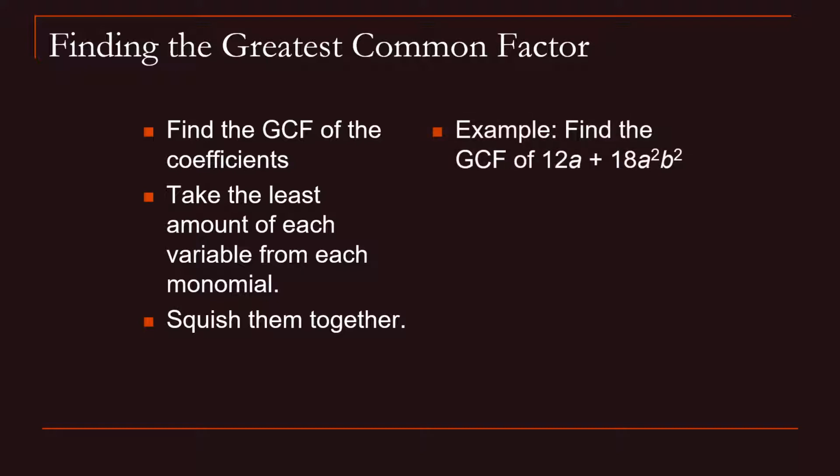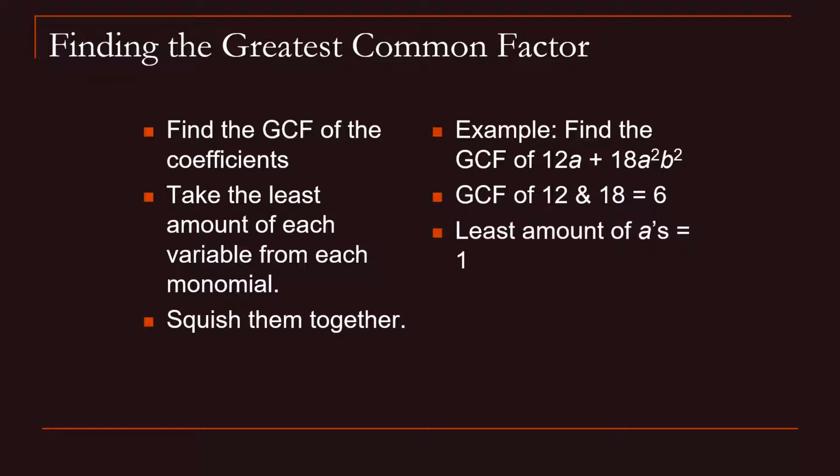Here's an example. Find the GCF of 12a plus 18a squared b squared. The GCF of 12 and 18 is 6. In the first term, we have 1 a, and in the second term, we have 2 a's. So the least amount of a's is 1. In the first term, we have no b's, and in the second term, we have 2 b's. So the least amount of b's is 0. Therefore, my GCF is 6a.